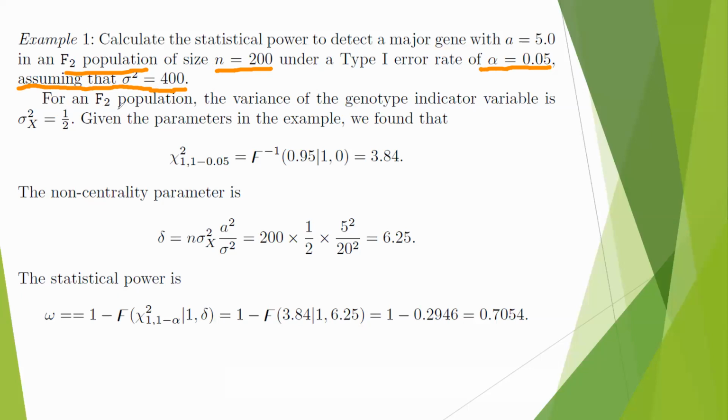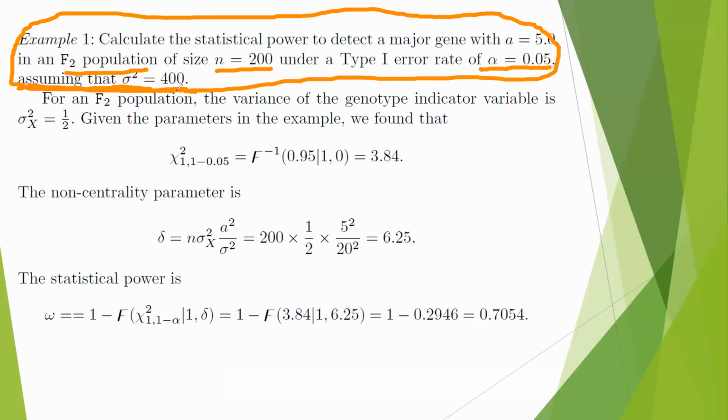Based on this question, how can we calculate the statistical power? Here we need to derive some hidden information. If this is an F2 population, we can easily calculate the variance of the design matrix, right? Do you still remember? The Z, actually here we use X. X equals 1 for the first genotype, right? A1, A1.